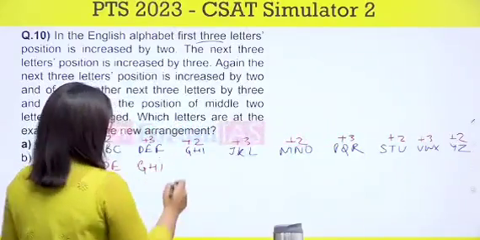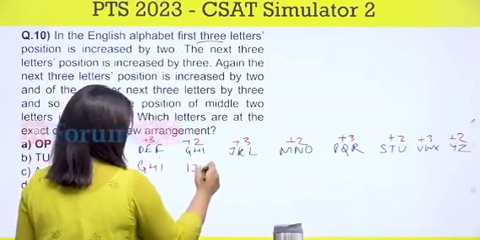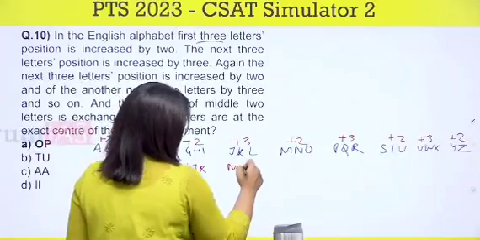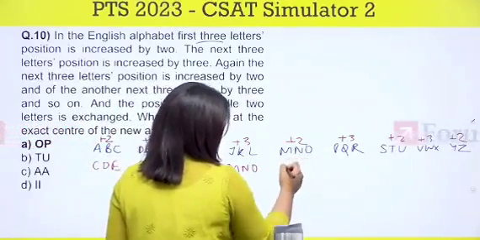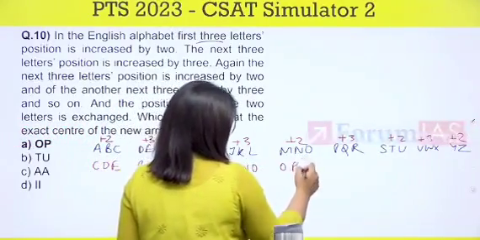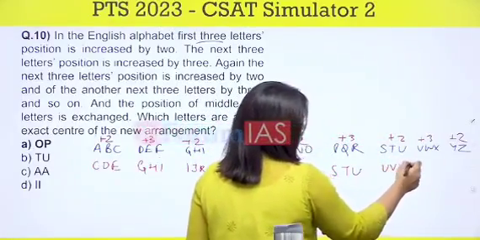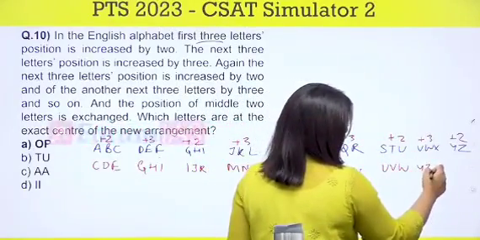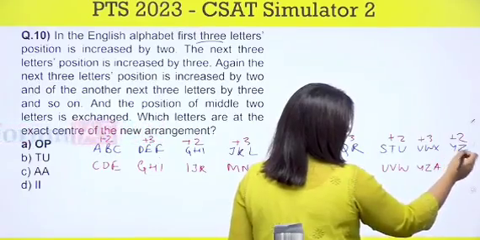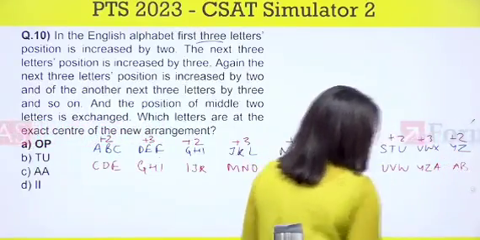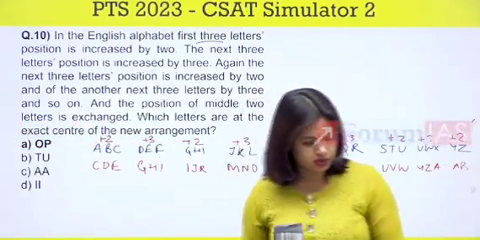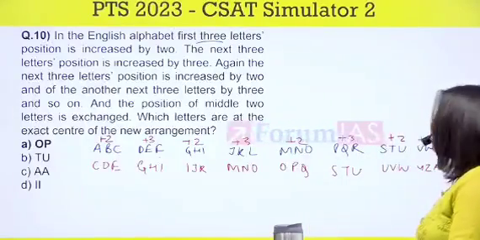Then add 2. What will this be? I, J, K. What will this be? M, N, O. What will this be? O, P, Q. This will be S, T, U. S will become U, V, W. This will become Y, Z, A. Y will become A and B. Understood? So this is how I'm able to identify what is happening here.